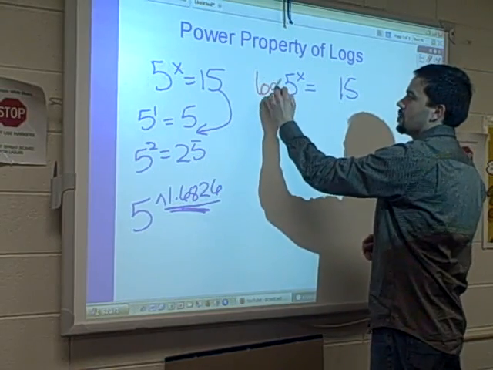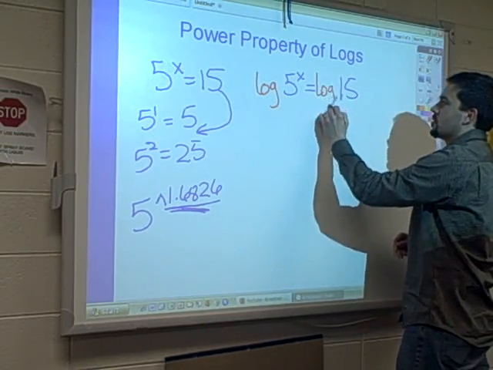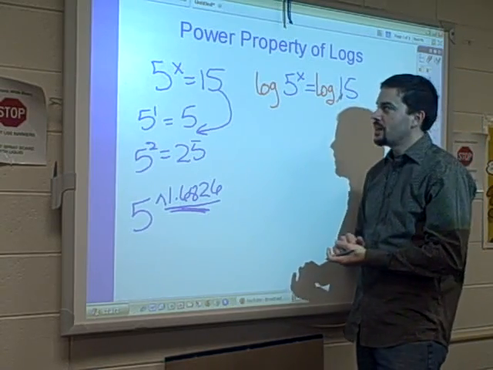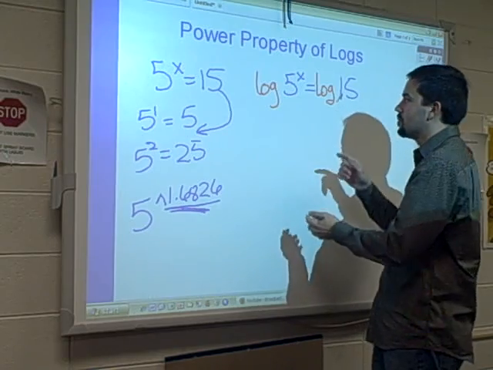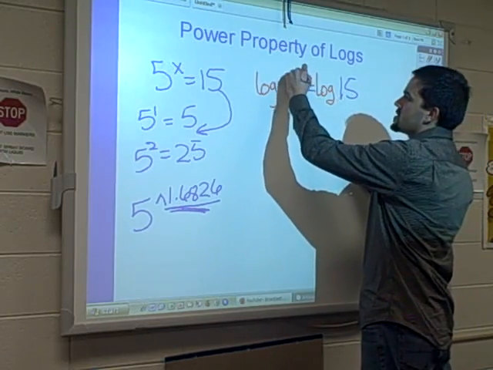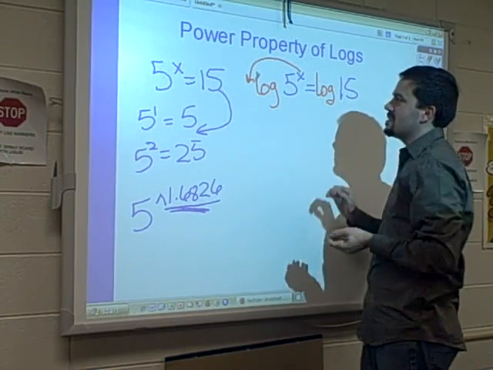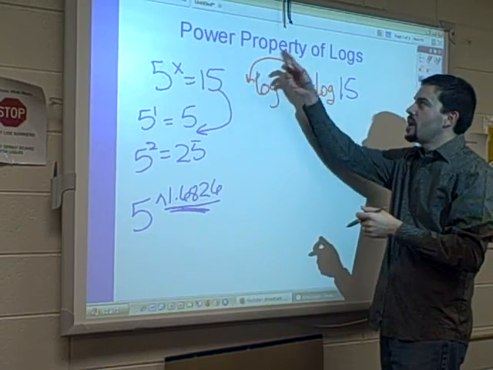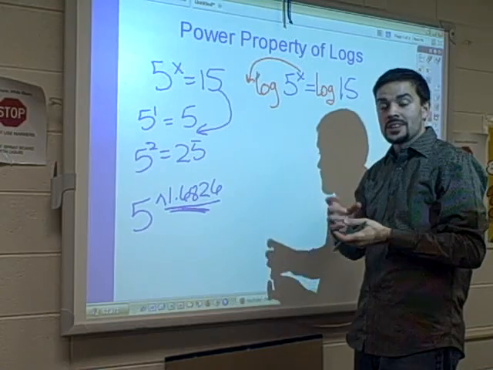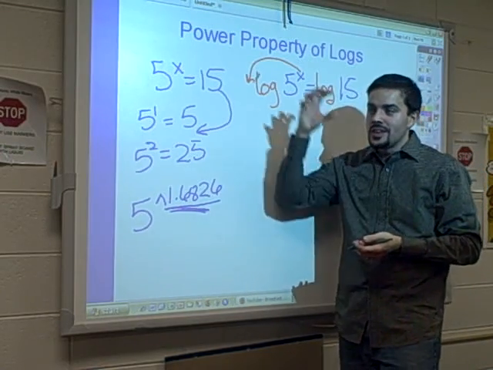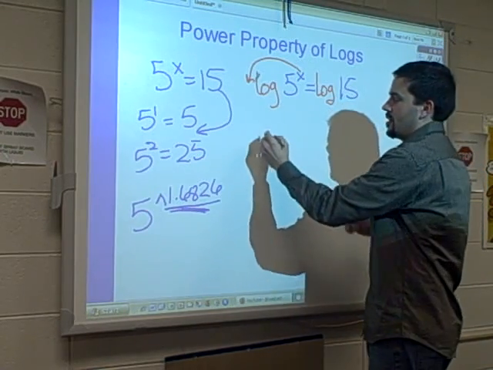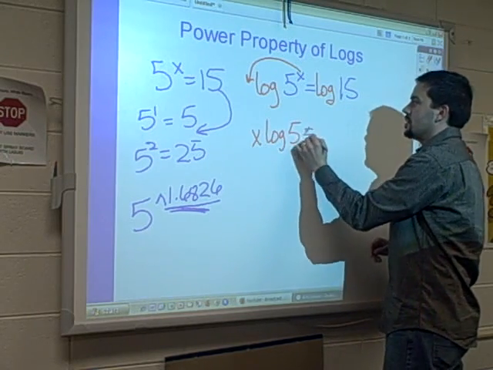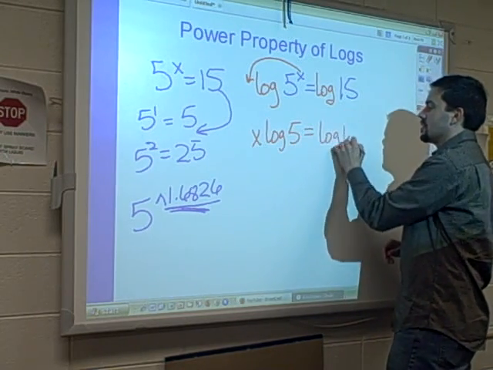So, I'm going to slap a log on both sides of this equation. Again, you want to make sure that you do things on both sides of the equation equally, because that's just good algebra. This x just gets moved out front. So that's the idea in the power property of logs: anything that's in the exponent position is going to get moved out in front of the log. Rewriting this, x log 5 equals log 15.